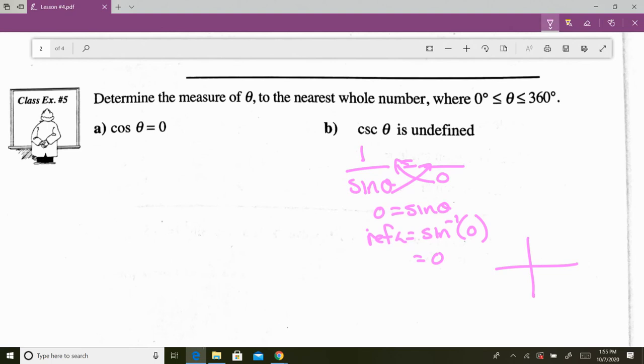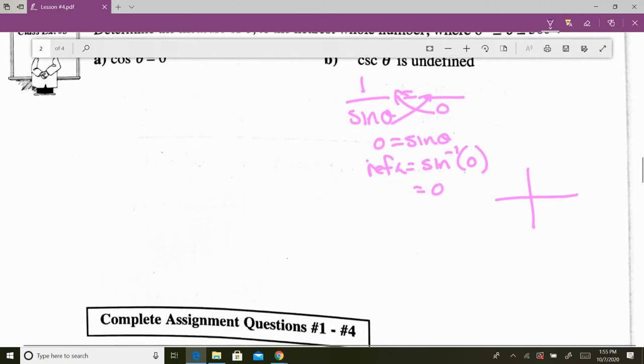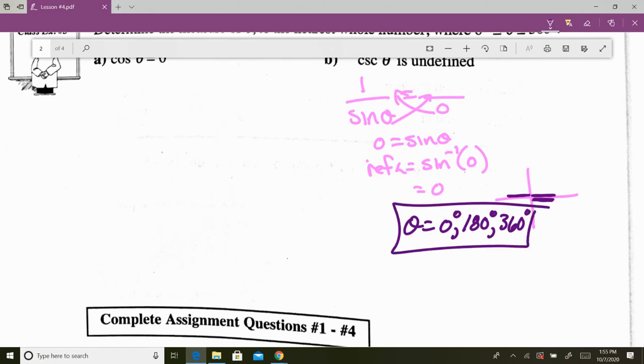So if you're on your grid system, and I said the reference angle is 0, where are you? You're there. Where else? 180. There. And if you keep going all the way around, you'd be at 360 as well, right? So what is this, theta? What does theta equal? It equals 0, 180, and 360. All right?